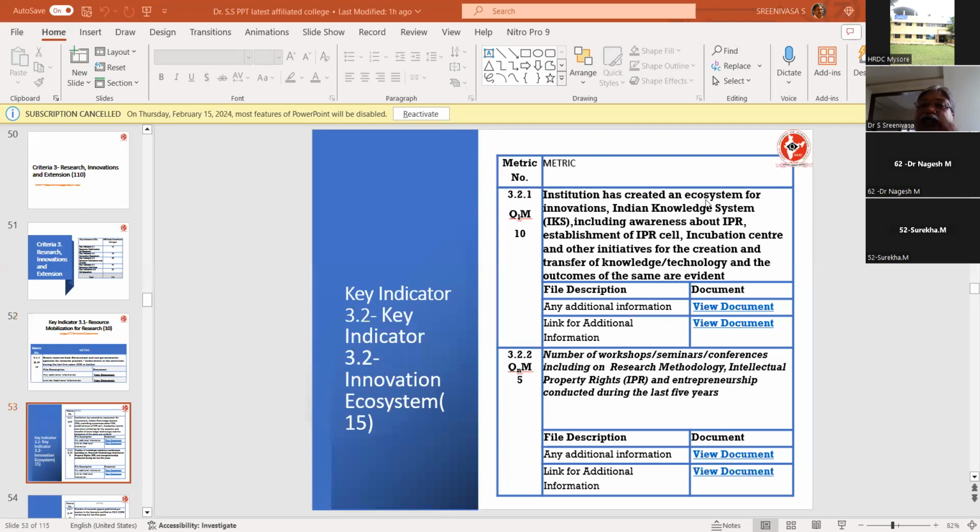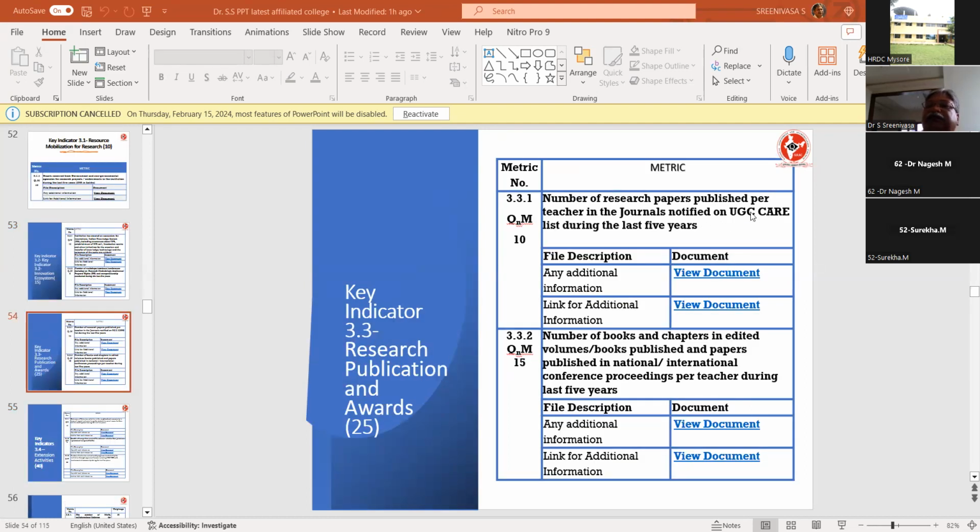The institution has created an ecosystem for innovation, Indian Knowledge System, IPR, including awareness of IPR, establishment of IPR cell, all those things were there. The institution has an IPR cell, etc. That is the question we have. Number of workshops and seminars related to intellectual property rights, patenting, etc. How many programs have you conducted? That question is there. Weightage is 5.